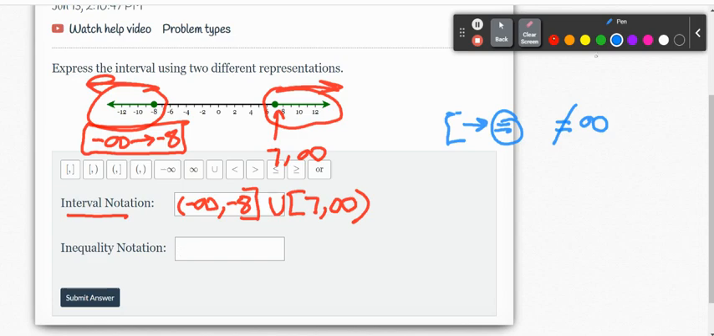Inequality notation, very similar to the example 1 again. You just say x is less than or equal to negative 8. And then you use the word or. x is greater than or equal to 7.